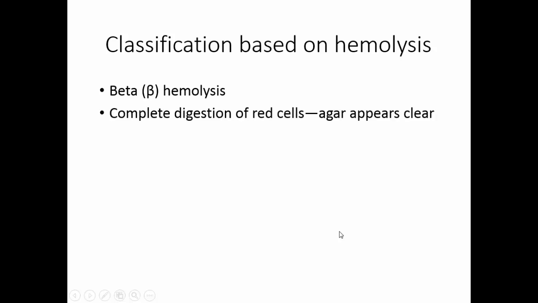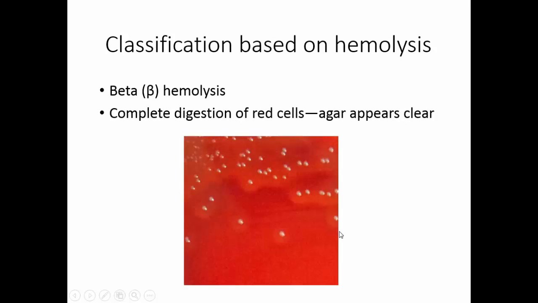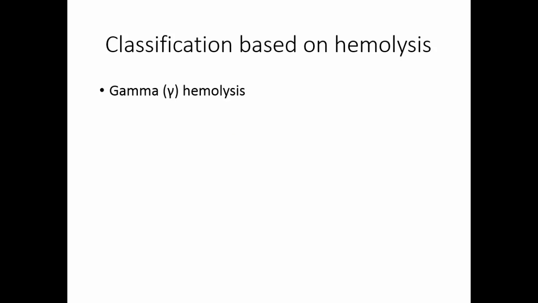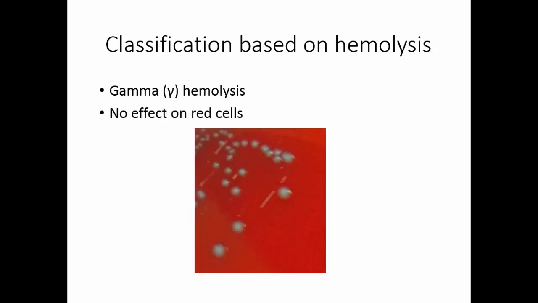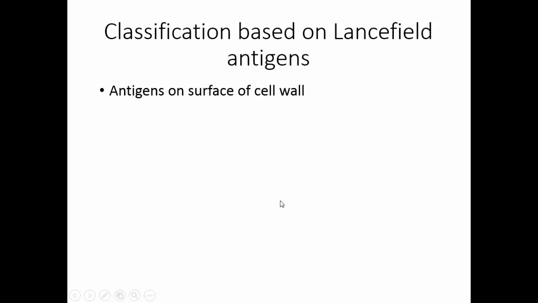Beta hemolysis is a complete digestion of the red cells. Here, the agar around the colonies appears clear. These hemolysis types are sometimes best seen by holding the plate up to the light so light can show through it. Gamma hemolysis is when there is no effect on the red blood cells, so that the agar immediately around the colony appears unchanged.